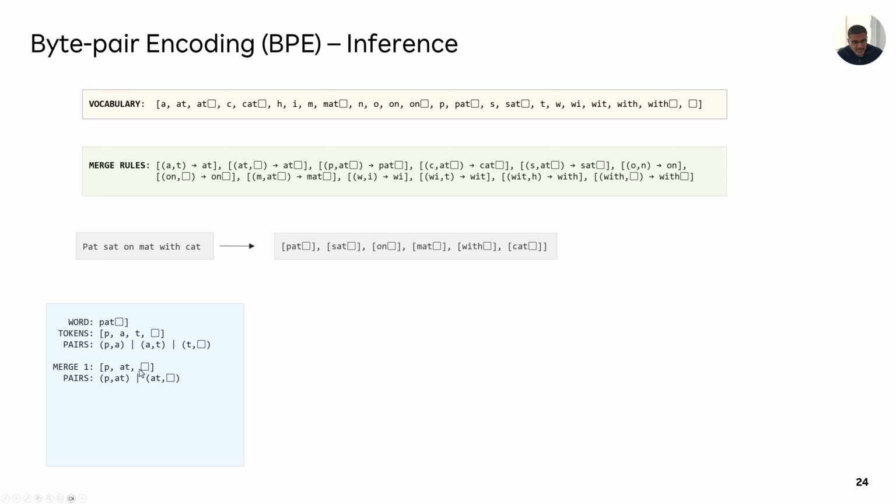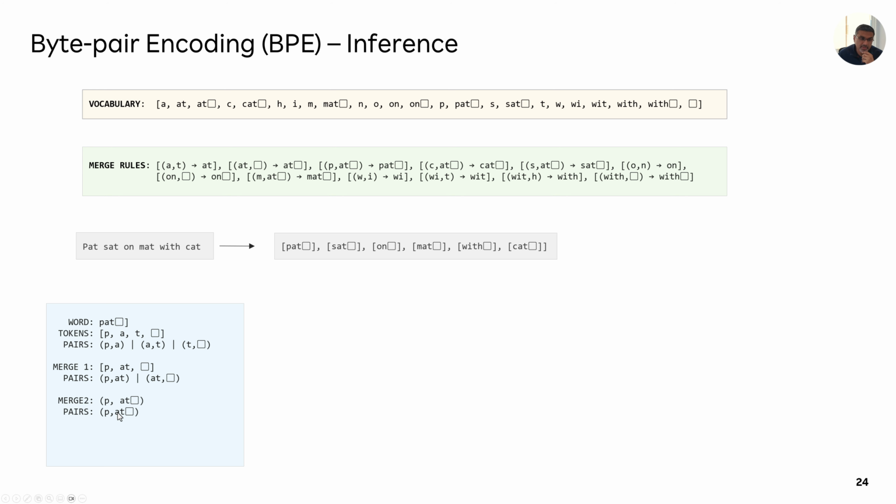Then I again create a new set of pairs, which is P comma AT is one pair, AT comma white space is another pair. Now I'm going to look at whether this pair exists in my merge rules. P comma AT is not it, because there's P comma AT white space. So it's not there. What about AT comma white space? Actually, AT comma white space is there. Good. So what does AT comma white space merge into? It merges into this token with three symbols. I want to do the merge.